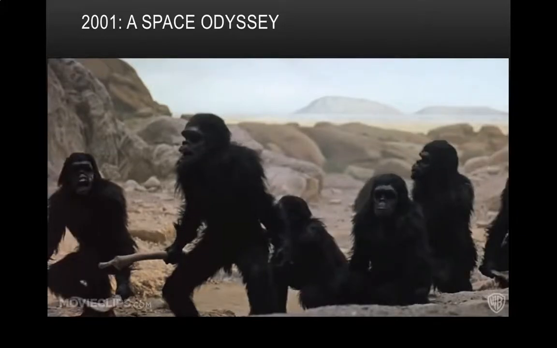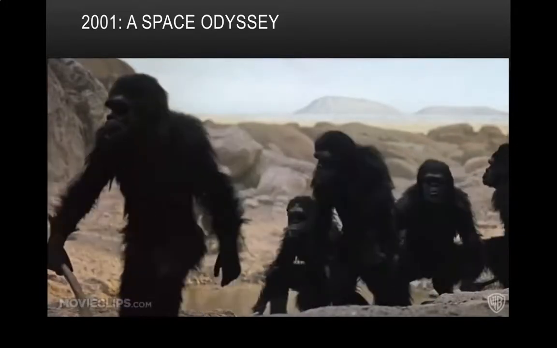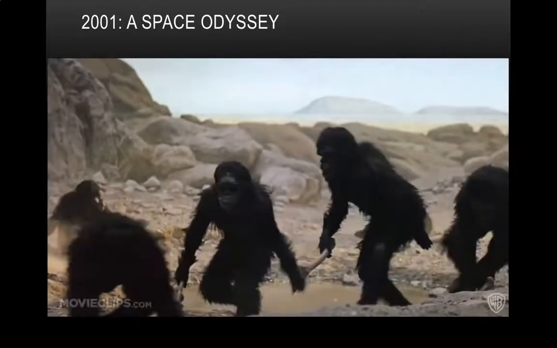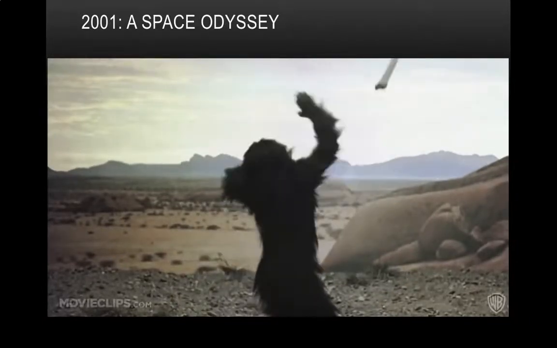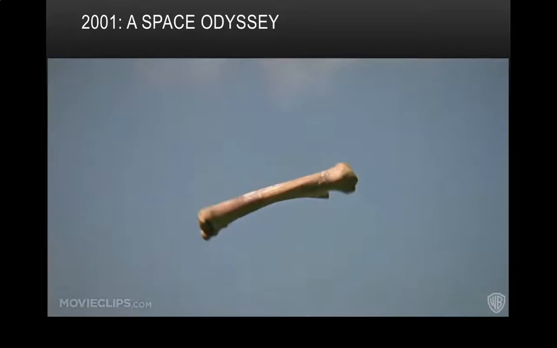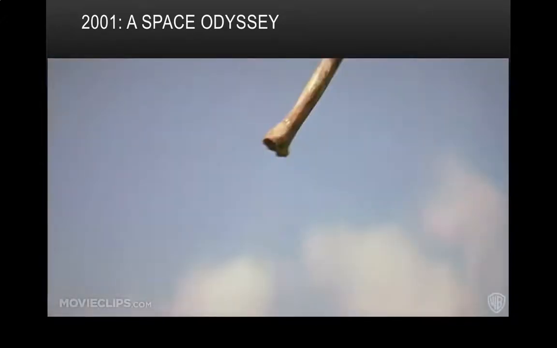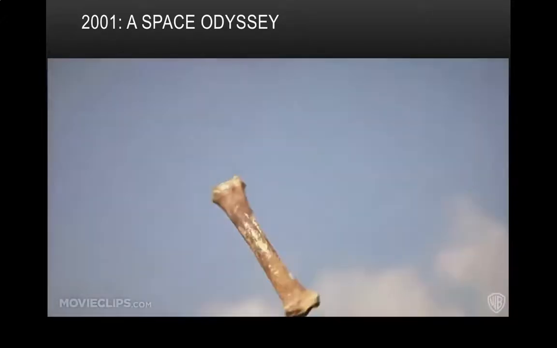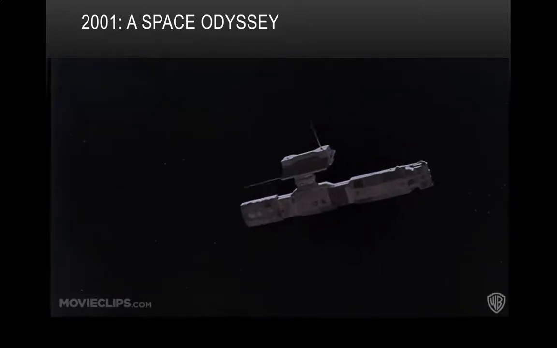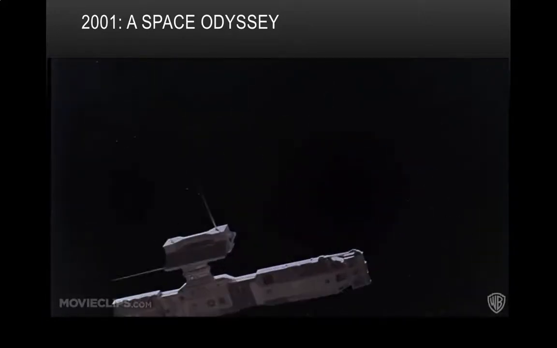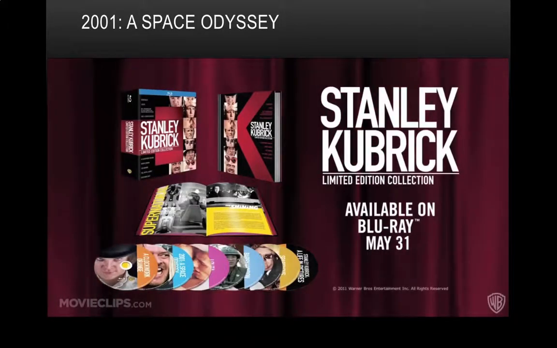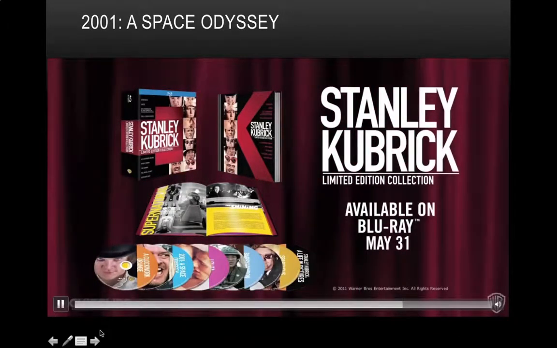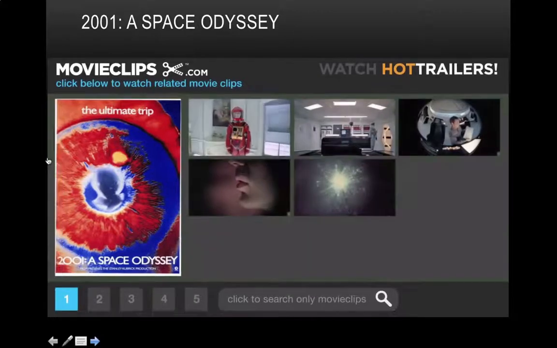And we're coming up to the famous scene here, his triumphant moment, throwing the bone in the air. And that's, again, a pretty famous scene from this movie. And then we're going to skip ahead just a little bit in evolution, where that technology leads to space stations in our modern world. So it's a great scene in the movie showing these milestones of human history.